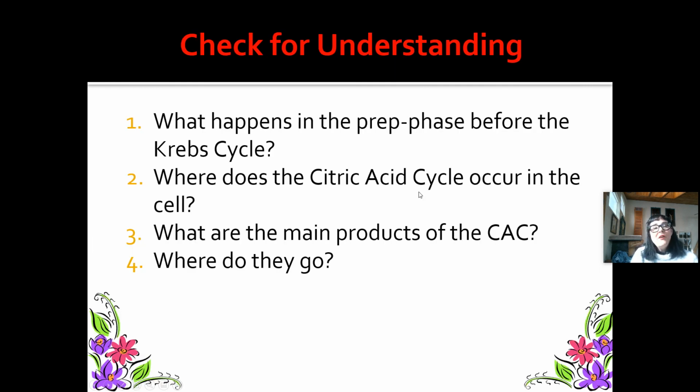All right. Here are the checks for understanding. So what happens in the prep step or prep phase before the Krebs cycle? Where does the citric acid cycle occur in the cell? And then specifically, where in its location does it occur? And then what are the main products of the citric acid cycle, which I just abbreviated there? Where do those main products go? Okay, so make sure you've taken that break. Take it now.